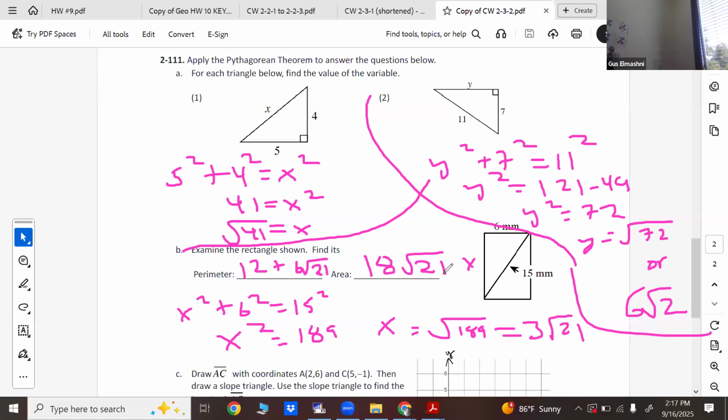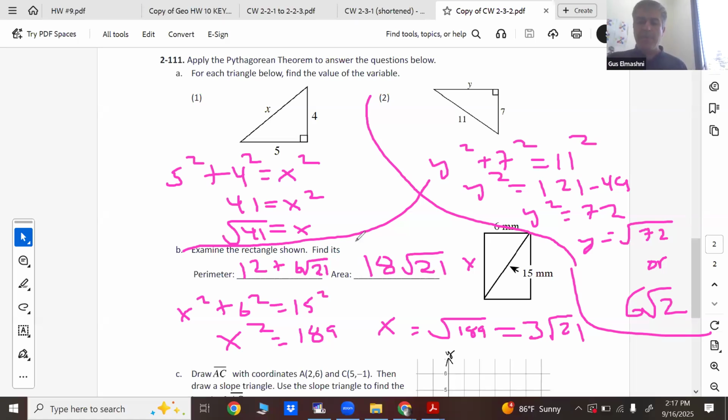Okay, part B is kind of weird. If you do the Pythagorean theorem, you should get root 189, because you have to do 225 minus 36. That actually does have a factor that is a perfect square. 9 is a factor of 189. If you do 189 divided by 9, you get 21, so 21 times 9 is 189. So you can do root 9, which is 3 root 21.